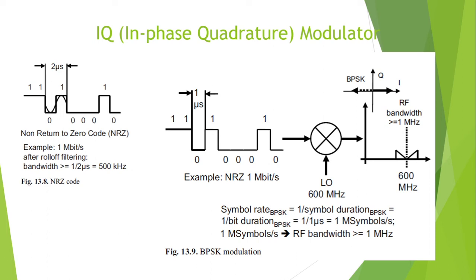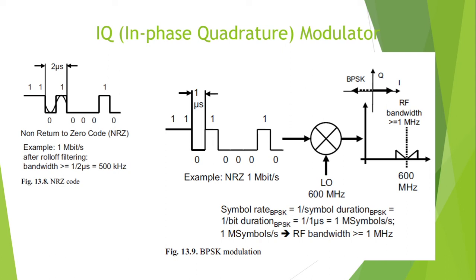right? In this type of modulation, the ratio between the data rate and the minimum bandwidth required at RF is 1:1. It is the same, equal or more. This type of modulation is called binary phase shift keying, BPSK. With BPSK, a data rate of 1 megabit per second requires a minimum bandwidth of 1 megahertz at RF level.